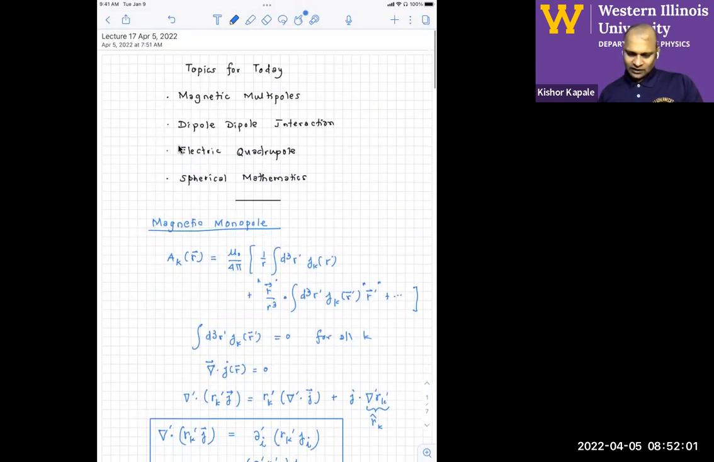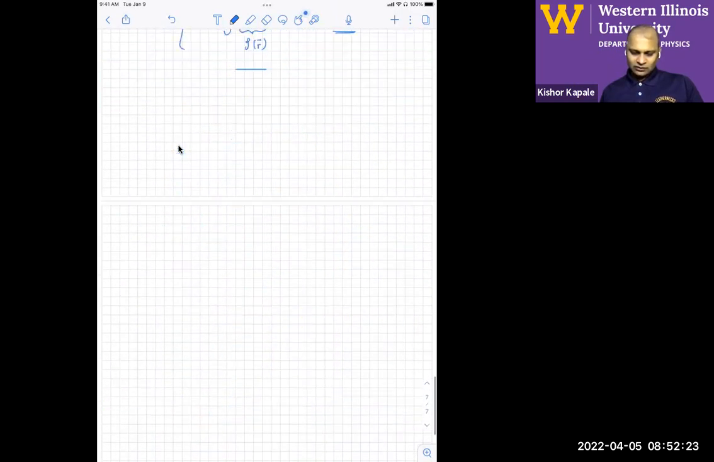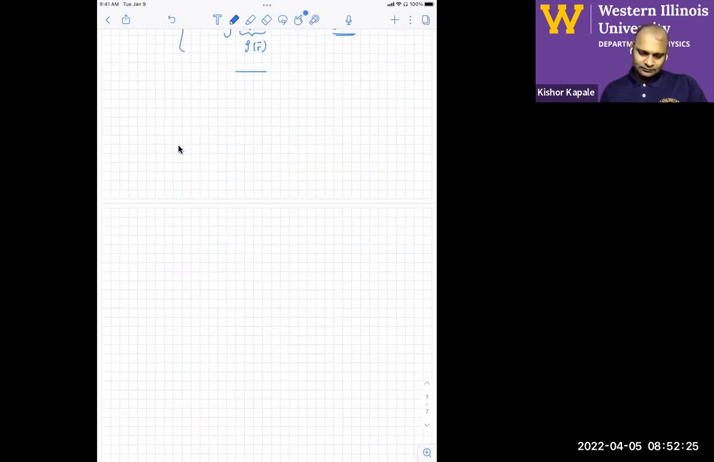So let's go back. We did the magnetic multipoles, we did the dipole-dipole interaction, and we also saw a little bit of an entryway into quantum optics. Now let's take a look at the electric quadrupole. I don't think we will have time to do the spherical mathematics today, but we can do that on Thursday. That is a bit involved. So let's do the electric quadrupole.